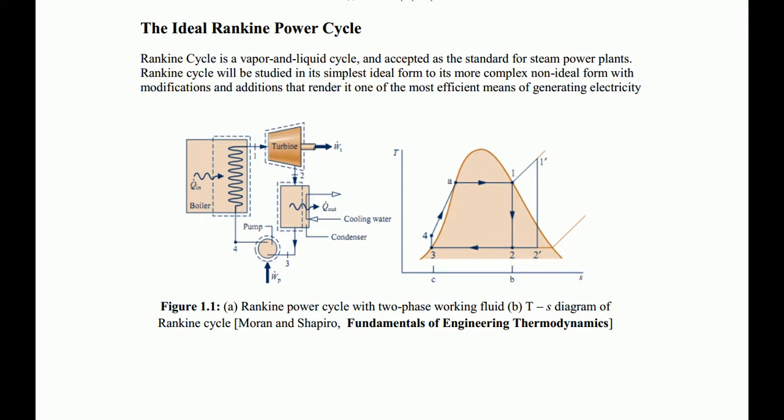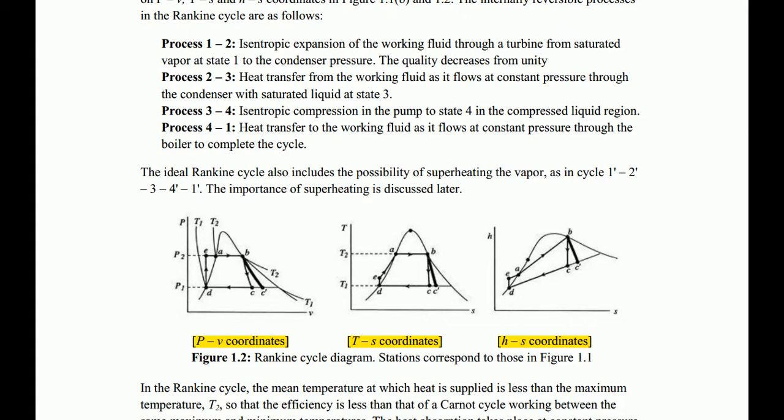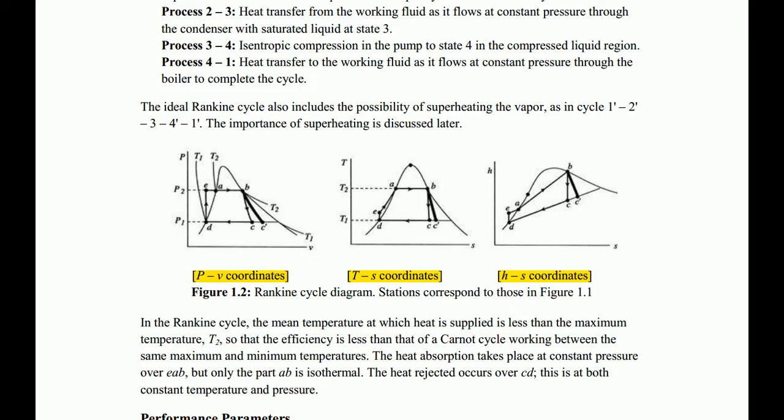So when you continuously burn the furnace oil, fuels, or whatever coal you use, the cycle will run and it will give you the generation of electricity. So these are the processes on the PV diagram, TS diagram and HS diagram. I will discuss inshallah the whole process on the PV diagram, but the basic is the TS diagram. You must know at least the TS diagram of this Rankine cycle.